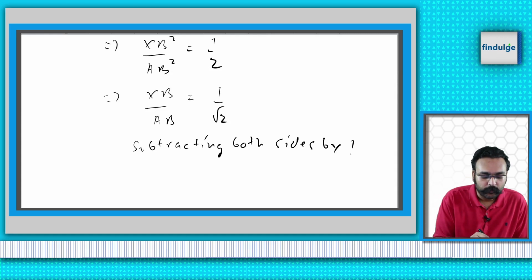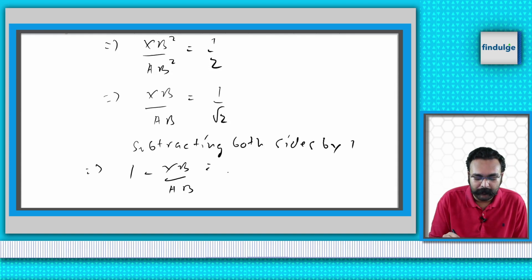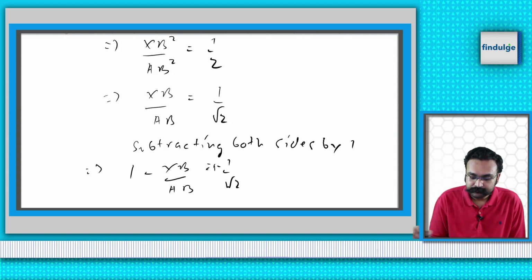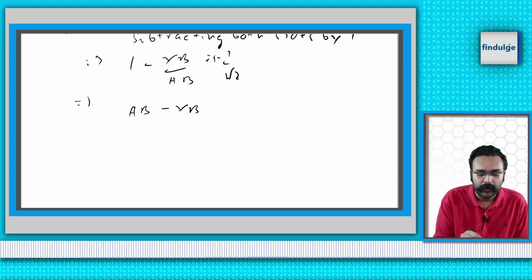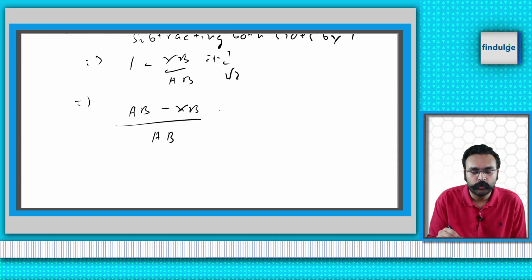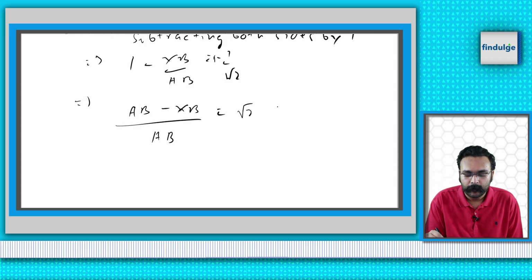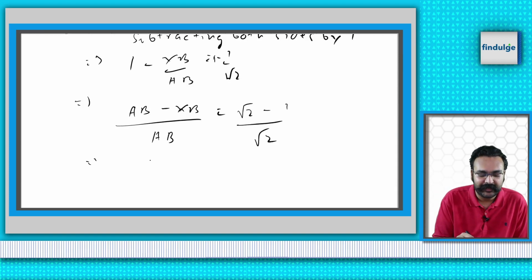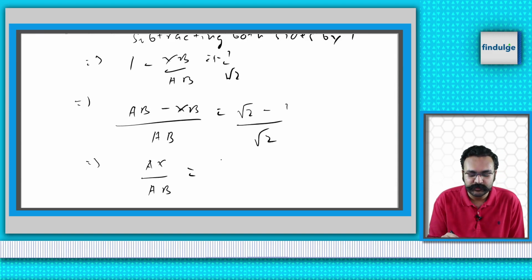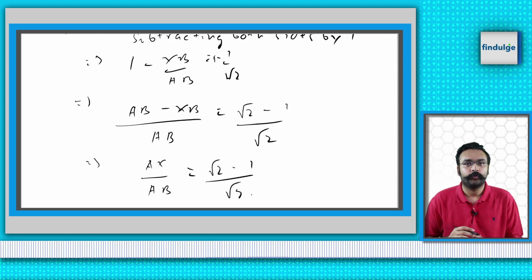by 1, we'll get 1 minus XB upon AB is equal to 1 minus 1 by root 2, which means AB minus XB upon AB is equal to root 2 minus 1 upon root 2, and as I said, AB minus XB will be nothing but AX. So we'll get AX upon AB is equal to root 2 minus 1 upon root 2.